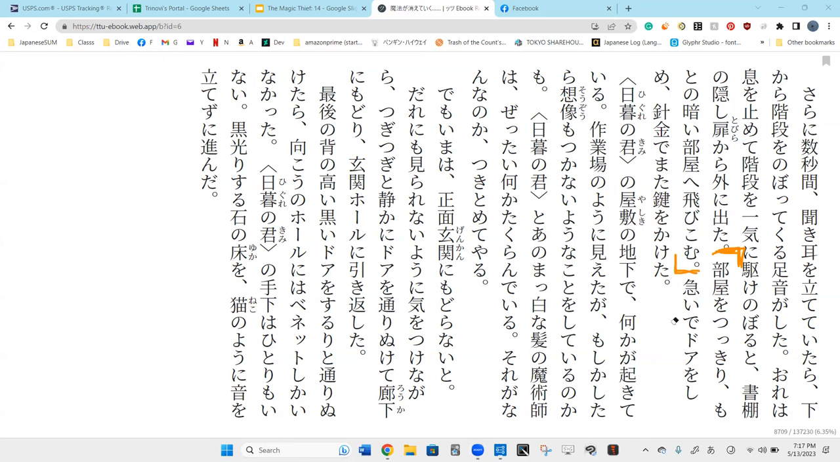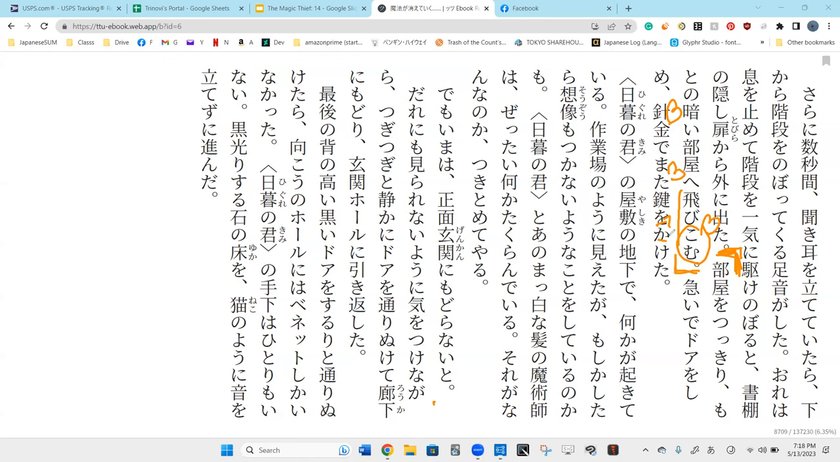And you know this kanji, go, out. へやをすっきり元のくらい部屋へ飛び込む。He crosses the room and flies towards the room that is dark. The original, sorry, right, it's the original dark room.